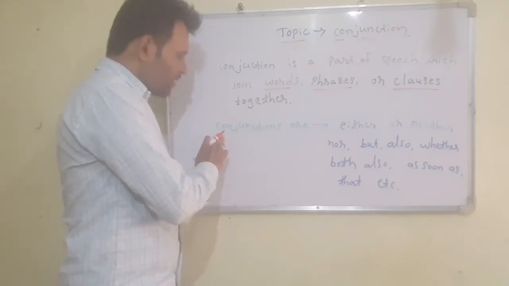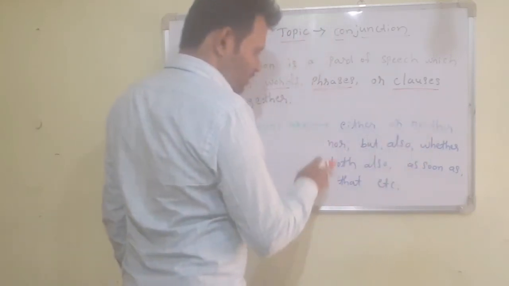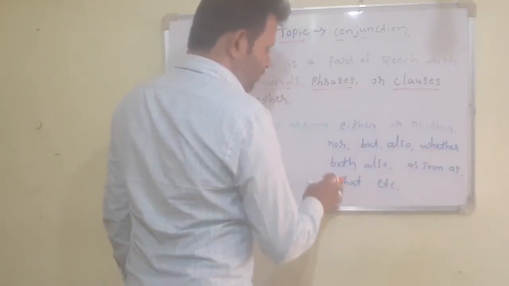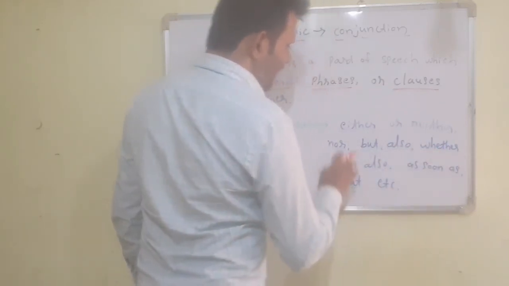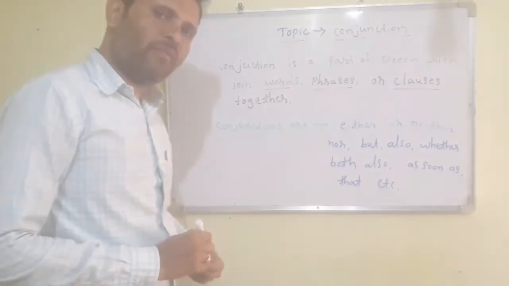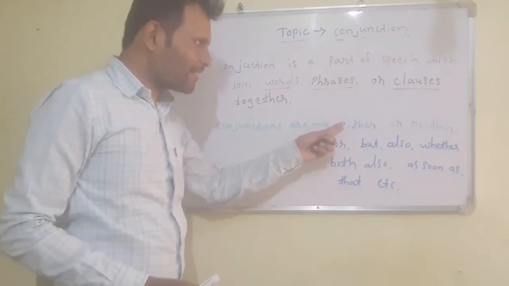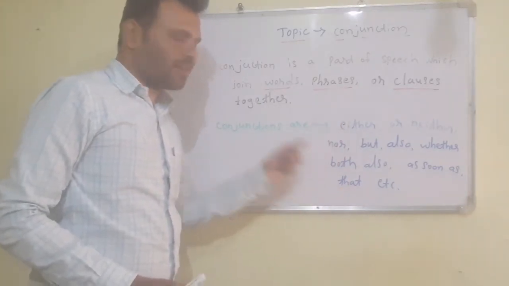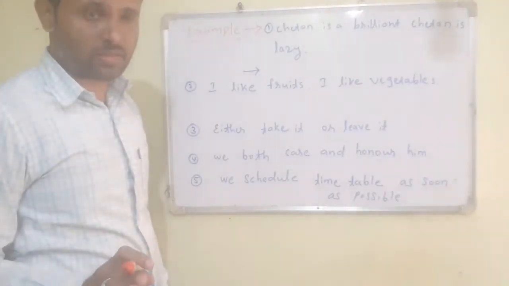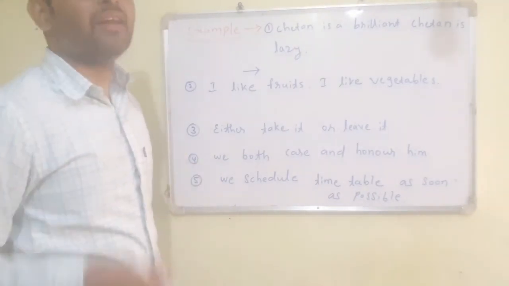Now we are going to discuss examples for conjunctions: either, or, neither, nor, but, also, whether, both, also, as soon as, that. These are some conjunctions. With the help of some sentences, we study these conjunctions one by one. Conjunctions are joining words between words, or phrases, or clauses.